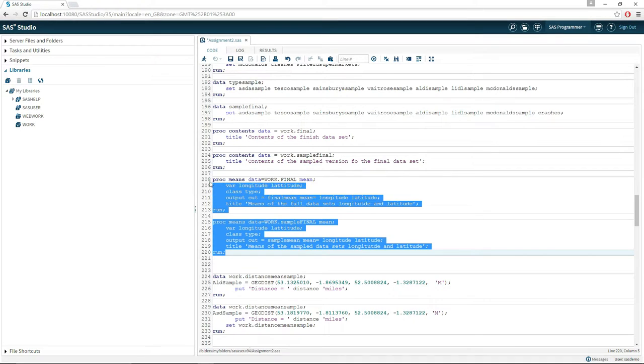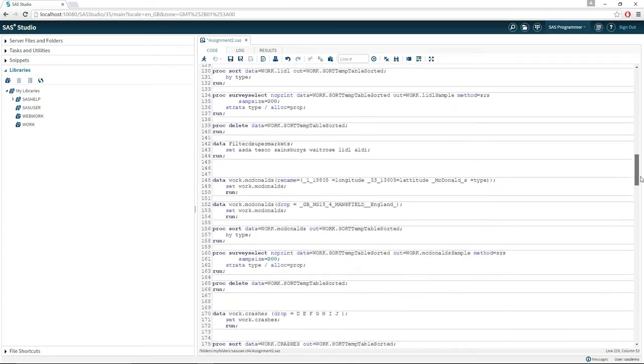The final two datasets that were to be created were the means of the longitude and latitude for each retailer's stores for both the full and sample datasets. Now the program will run in real time.